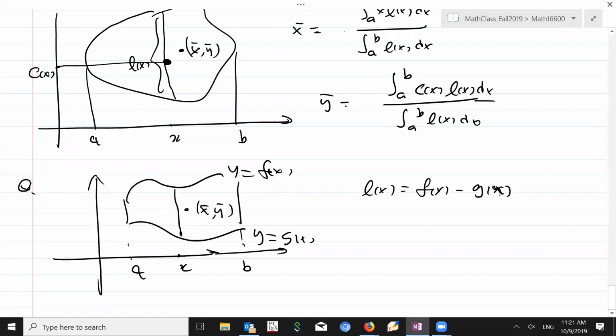Now, what is the center? The y coordinate of the middle point of that piece. This is going to be g of x, and this is going to be f of x. The middle point is here. How do you find the middle point? Cx is here. So it's half of f of x minus g of x, plus, because the middle point is a plus, get them together. Then we plug them into the above formula, you get all of it.